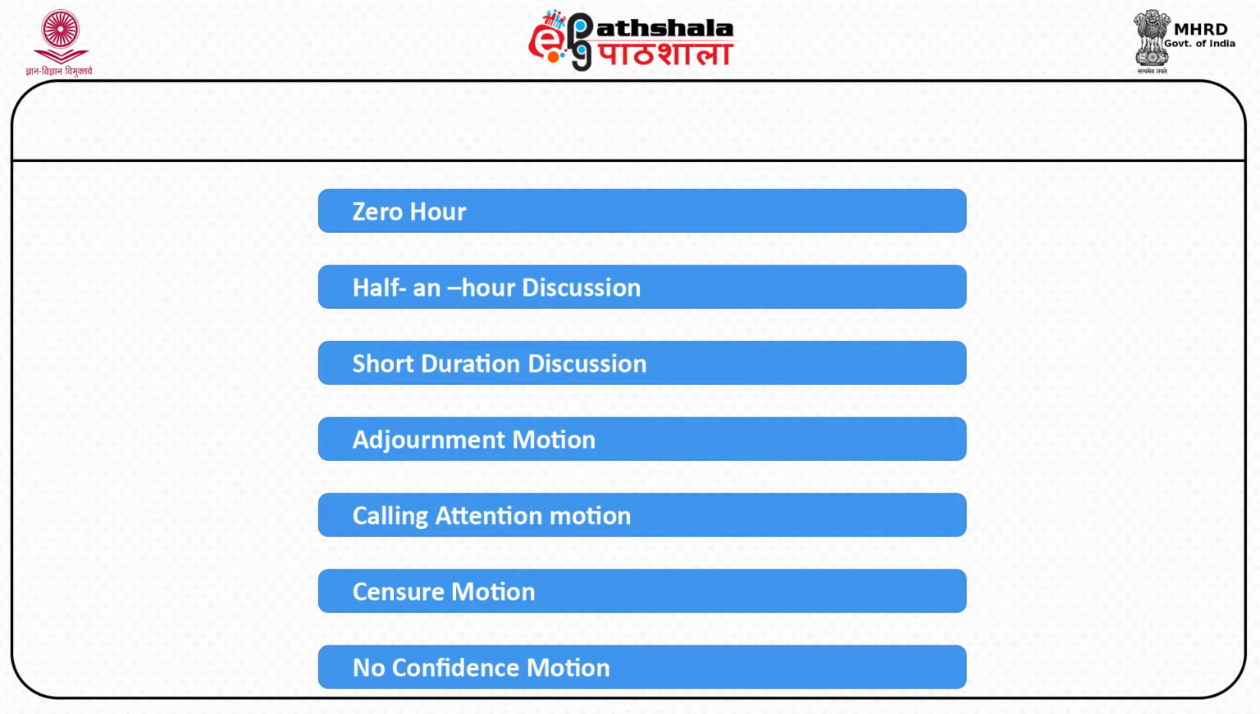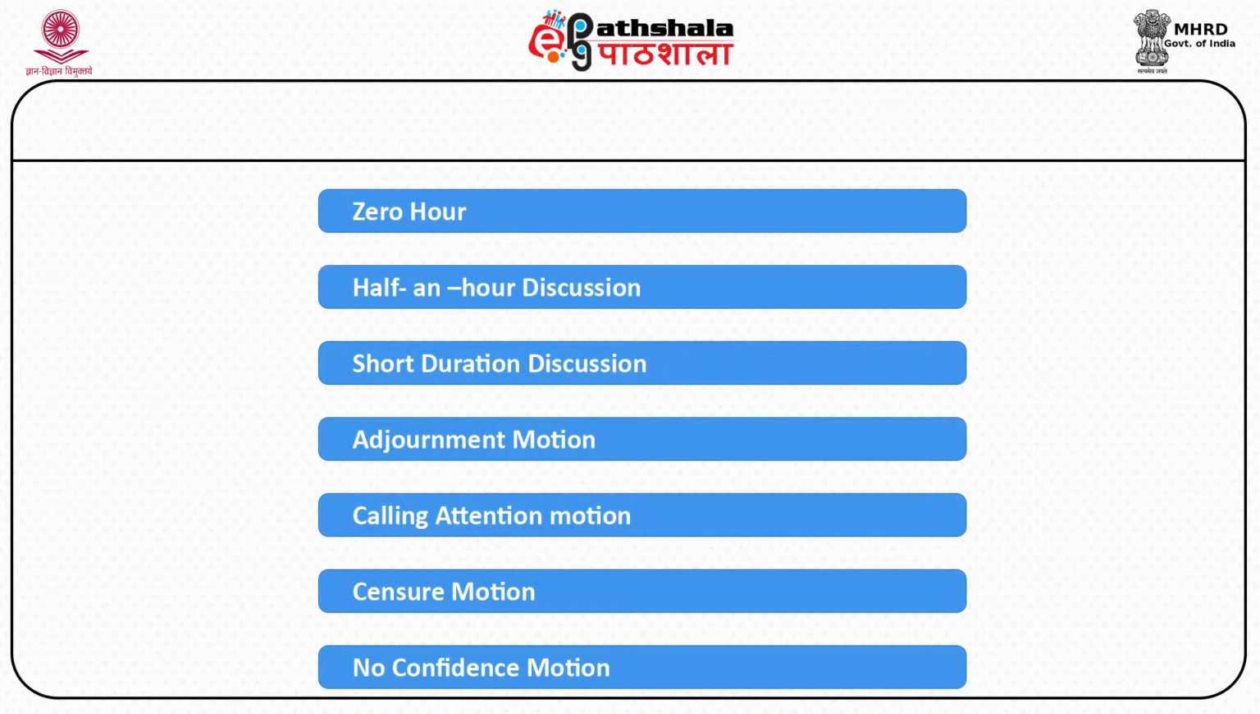Then comes the censure motion. A censure motion is different from a no confidence motion, and the points of distinction are these. First, a censure motion should state the reason for its adoption in the Lok Sabha, whereas a no confidence motion need not state the reason. Secondly, a censure motion can be moved against an individual minister, a group of ministers, or an entire council of ministers. But a no confidence motion can be moved only against the entire council of ministers.